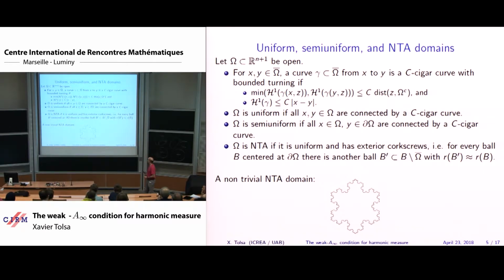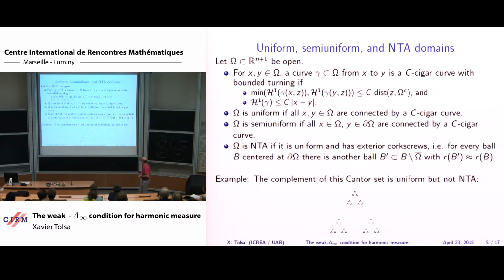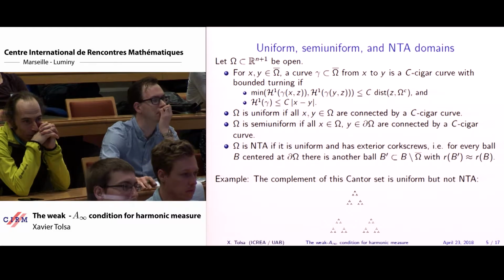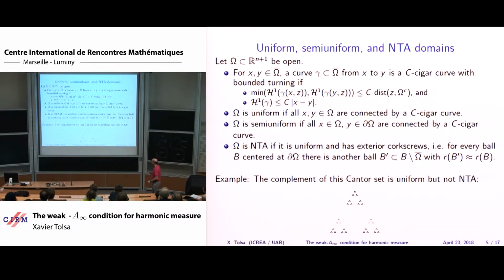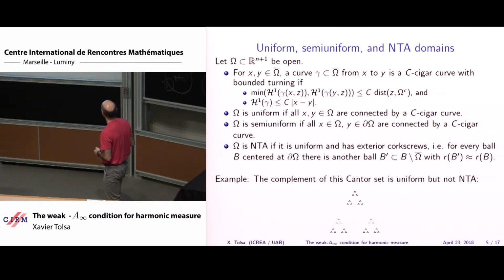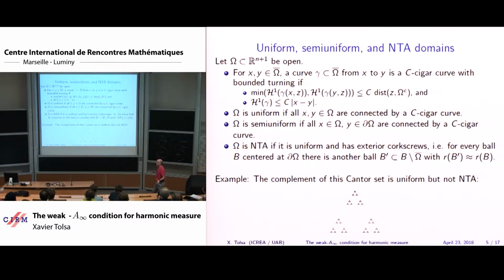For instance, the interior of a snowflake is a non-trivial NTA domain. Of course, a ball is also an NTA domain, but it's too easy. Okay. Now, the exterior of this type of Cantor set, well, you have to think about infinite generations, is the complement of this Cantor set is a uniform domain. Because in order to connect any point from here to here, since this is totally disconnected, there are many paths. However, this is not NTA because, of course, the exterior is empty. So we cannot draw any ball B prime inside the Cantor set. Okay, so let's go on.